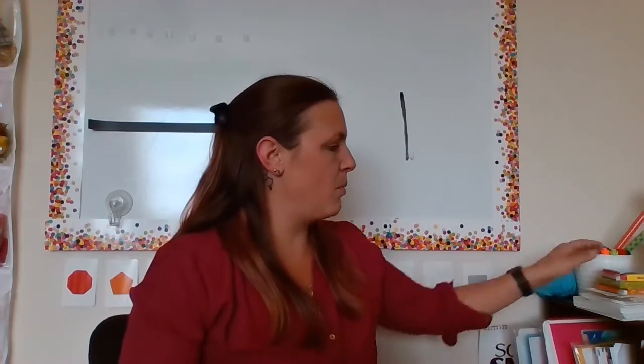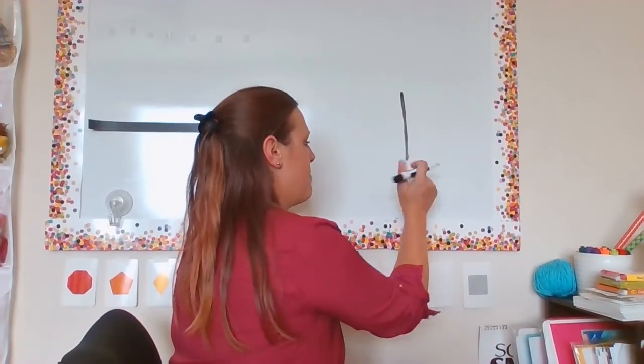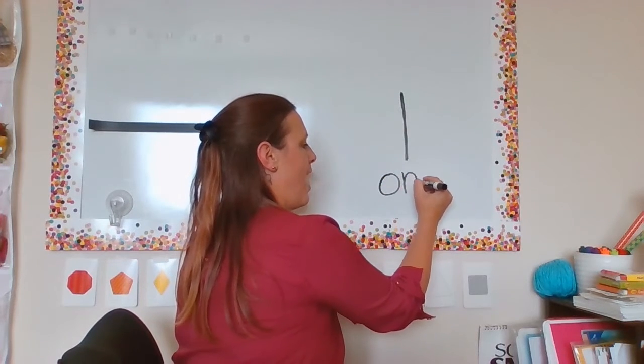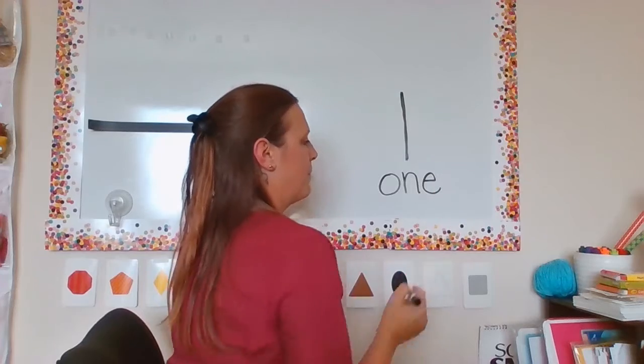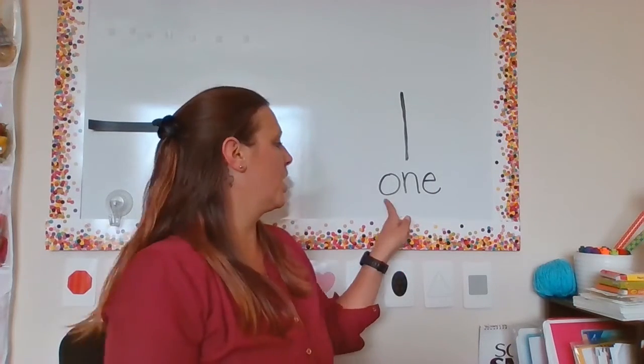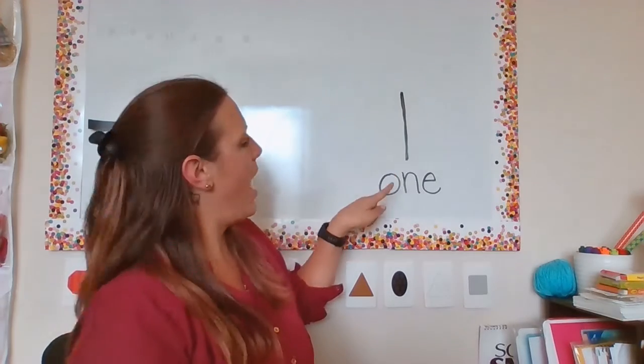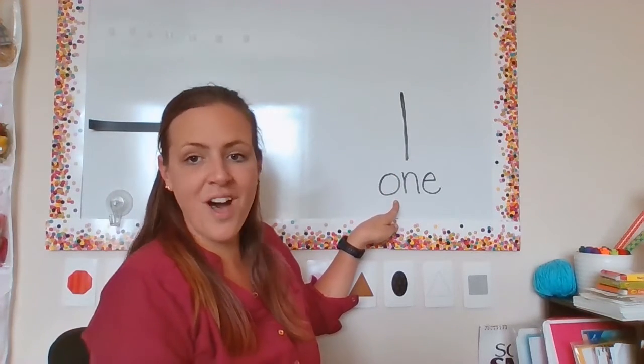But there's other ways that we can show the number 1. Because right here, I have a 1 card. And I see the number 1 that they wrote. But down here, I see some letters. What? Those letters, when I put them together, they make the word 1. O-N-E. That spells the word 1. So I have the number 1 that I wrote, and I wrote the word 1.